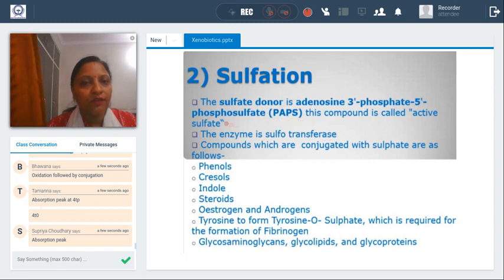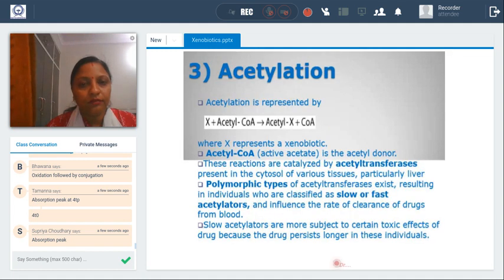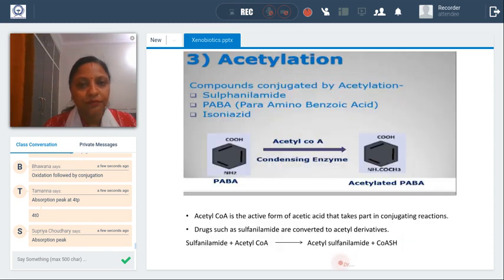Sulfation, you all know the active sulfate donor is PAPS, forming phenyl sulfuric acid. Acetylation, the addition of active acetate. The acetyl donor is acetyl coenzyme A in the presence of acetyl transferases. This acetylates PABA with acetyl coenzyme A. Another example is sulfanilamide plus acetyl coenzyme A giving acetyl sulfanilamide plus coenzyme A.